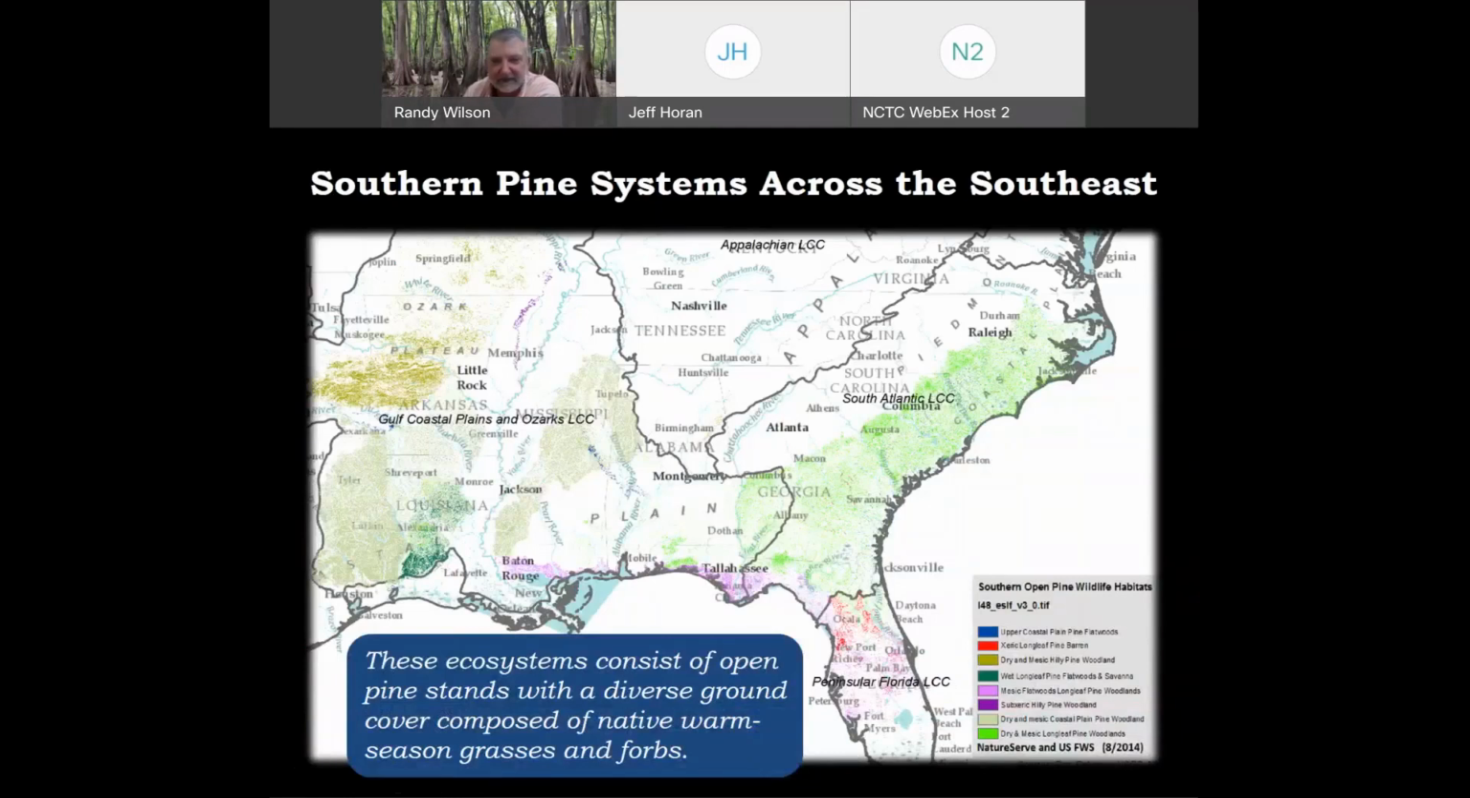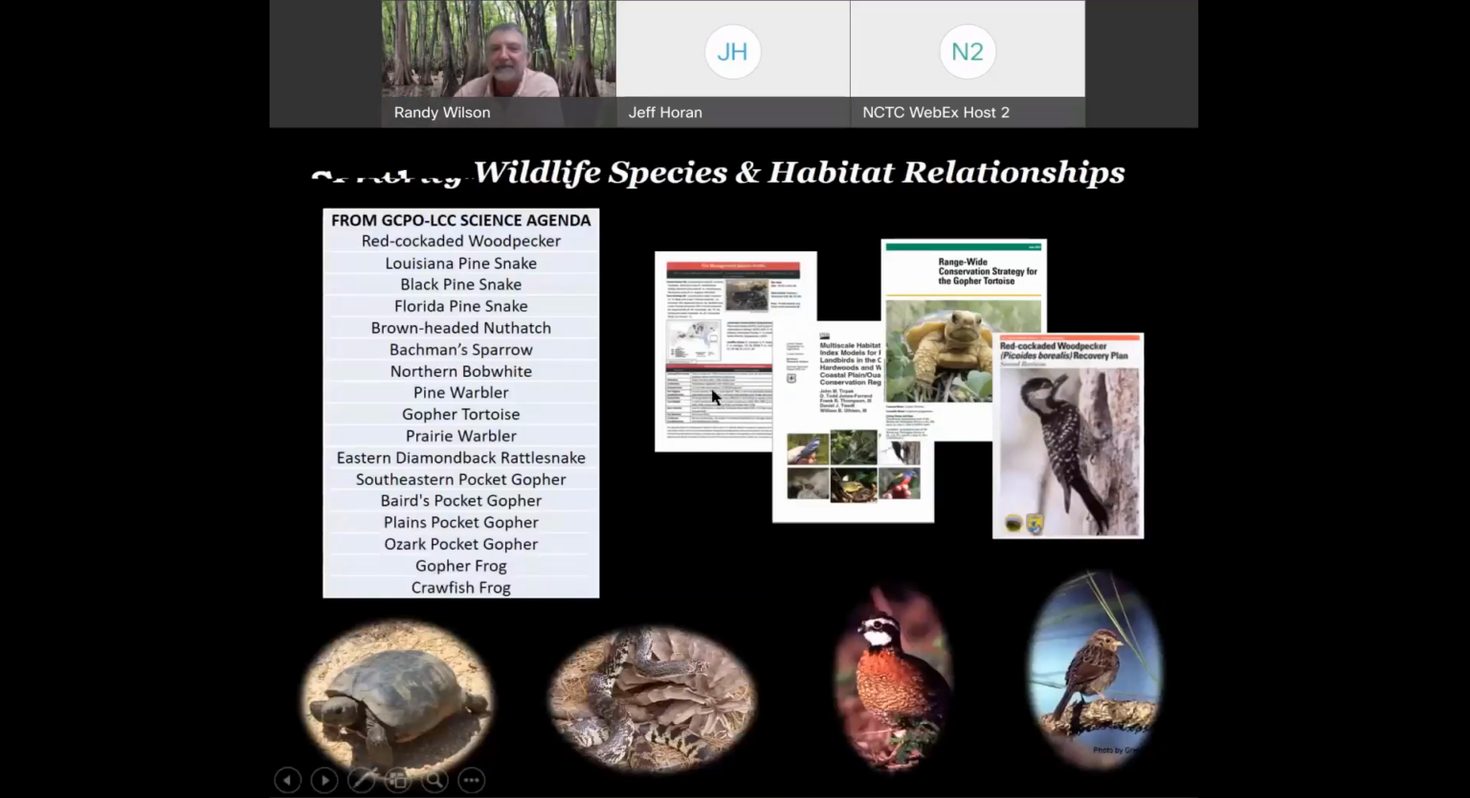Slide. There are 7 or 8 broad pine systems across the Southeast, displayed in different colors on the map. All of these have something in common: they're mostly open pine systems with diverse ground cover, native warm season grasses and forbs. So they have similar structure, although they're different communities. Slide. We set out to think about how to develop desired forest conditions for southern pines.